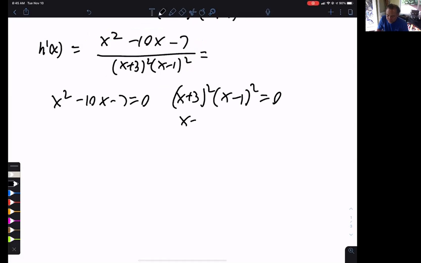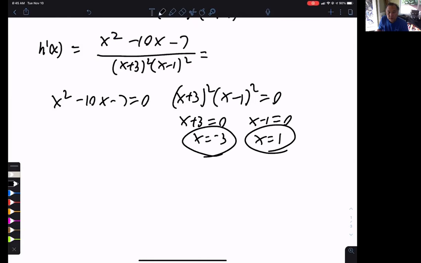Well, this one's easy. You set each factor equal to 0, and you get -3 and 1. So those are two of our critical points. Now, this is not factorable. That means we have to use the quadratic formula.